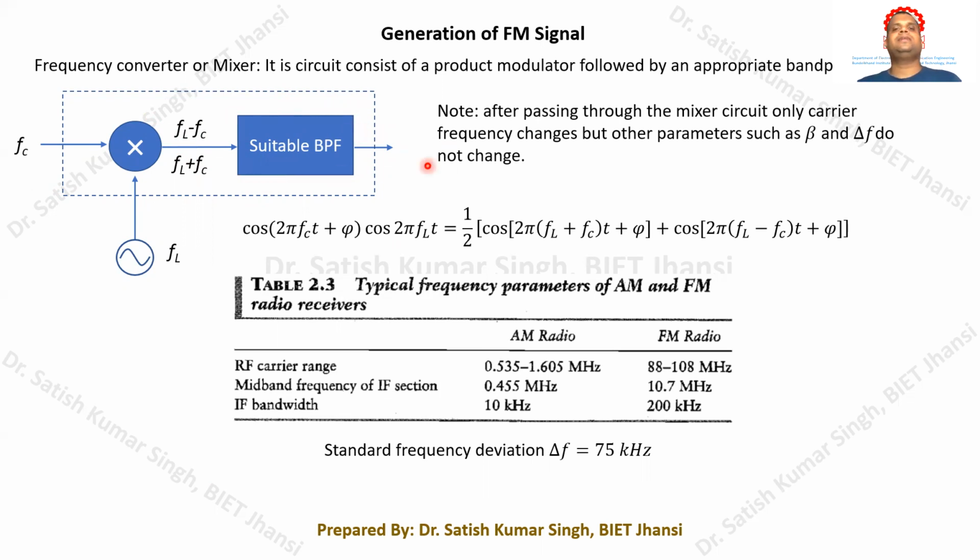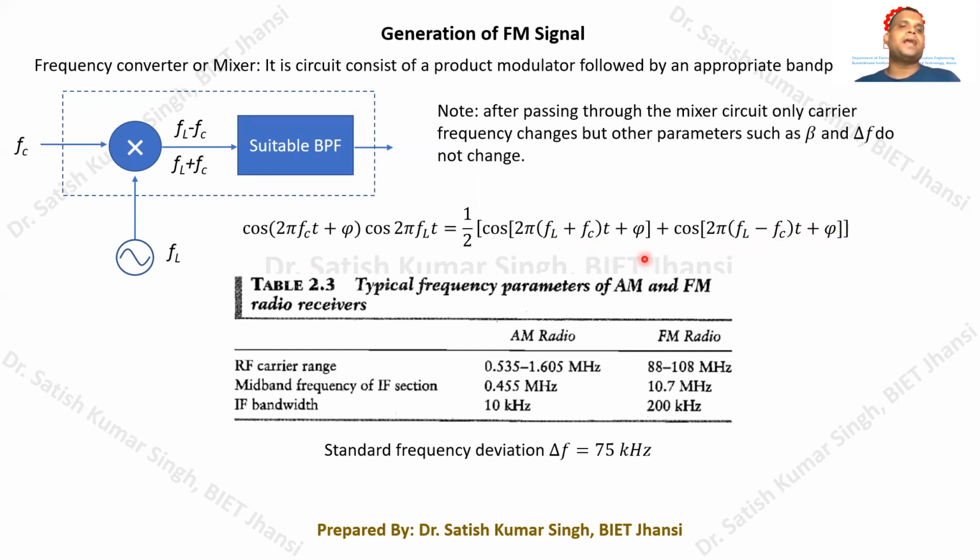So try to understand that if we have these two signals. I'm just taking one example. Suppose at the input side we have cos 2 pi FCT plus phi and cos 2 pi FLT. If we multiply these two together, then we are going to get half cos 2 pi (FL plus FC)T plus phi and cos 2 pi (FL minus FC)T plus phi. So this will be the output.